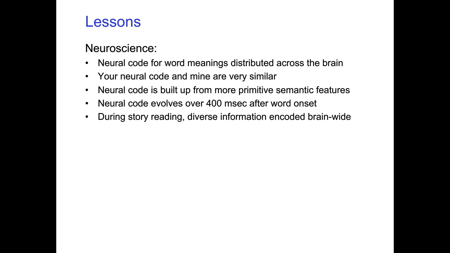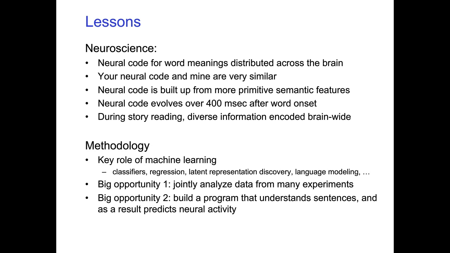And we know that it evolves over 400 milliseconds based on the high-speed millisecond by millisecond imaging and analyses that we've done. So we certainly don't know everything about how the brain comprehends language, but we know more than we did. And I think as a method, the combination of machine learning with neuroscience has a huge potential for the future. There are also lessons there. So in fact, in this brief talk, I didn't talk about all the different types of machine learning that we've used, but machine learning classifiers, regression, discovery of latent representations, language modeling are all things that we've used to benefit.